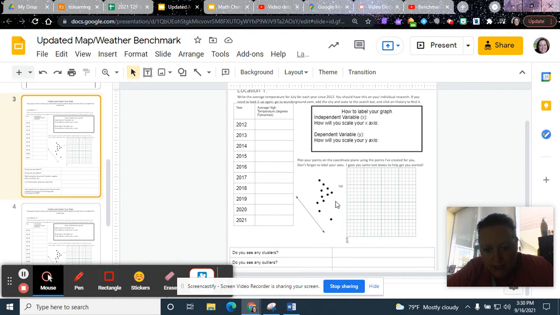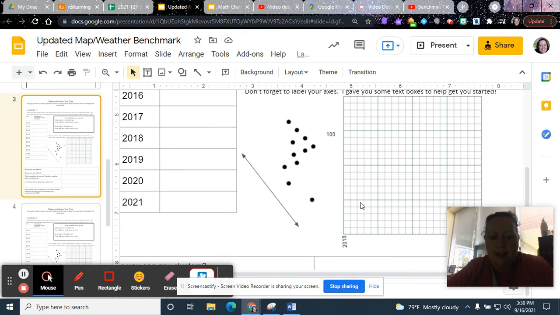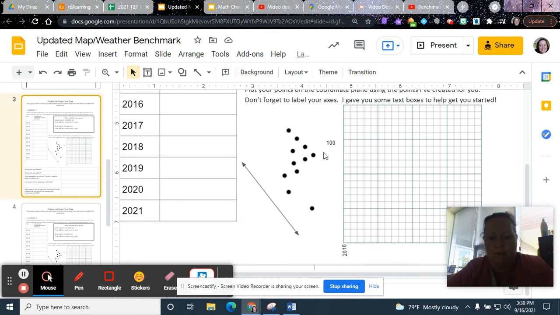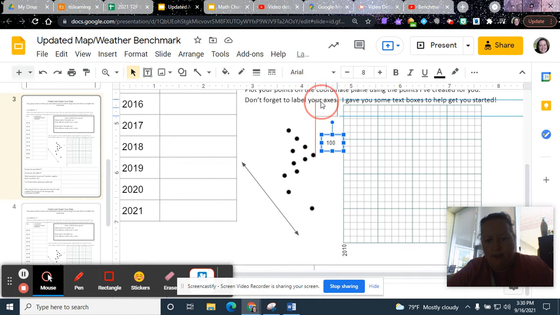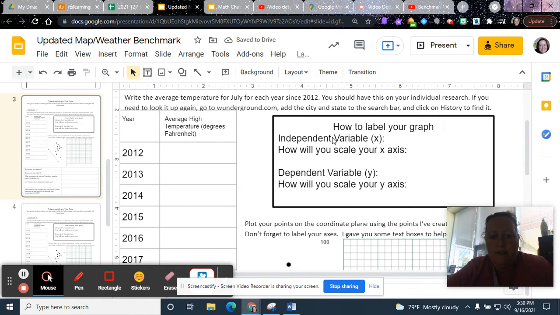When I look at this, I'm going to get a little bigger here. When I look at this, I have already given you all the ordered pairs. I have the 100 in the wrong spot. That's not good. Hopefully that happened after you made your copy. And so you need to tell me what your independent variable is going to be.